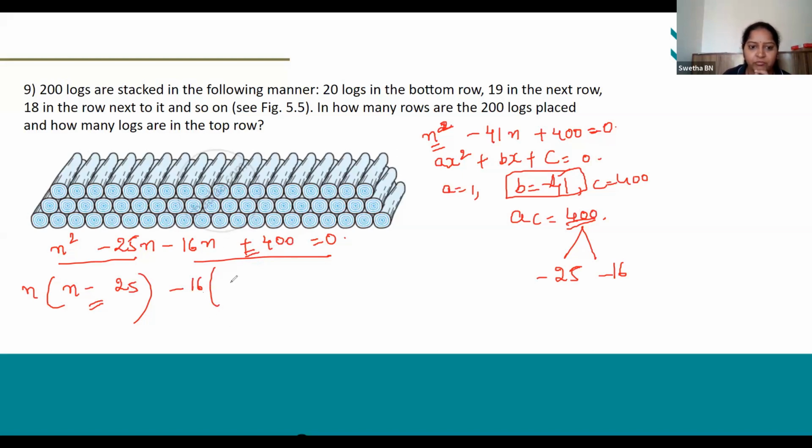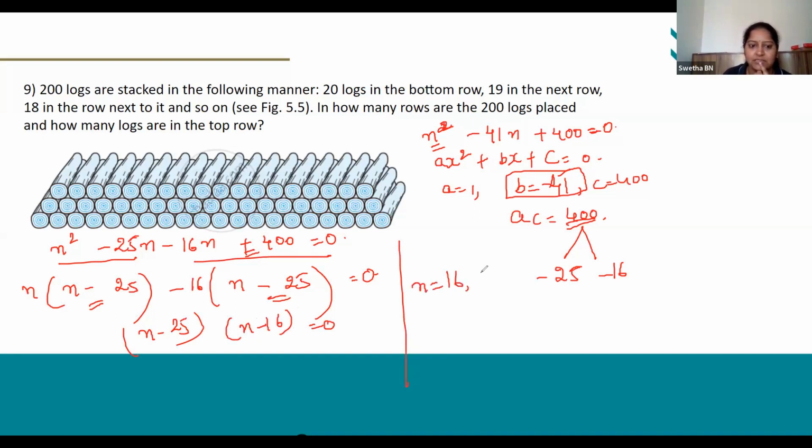Yes, we can. Whenever you take minus as a common factor, you have to change the signs inside the bracket. So it is minus 16n. Minus 16 is common. We have written n, so this plus becomes minus 16 into 25 times is 400. That is equal to 0. Then n minus 25 is common, n minus 16 is equal to 0. So what are the answers, children? n is 16 or 25.